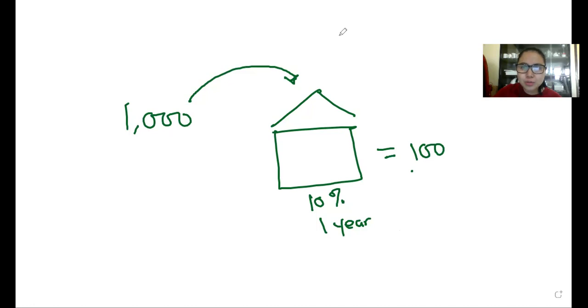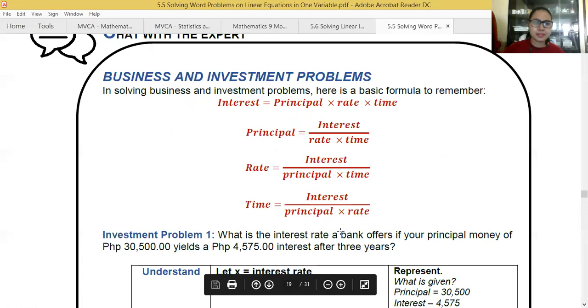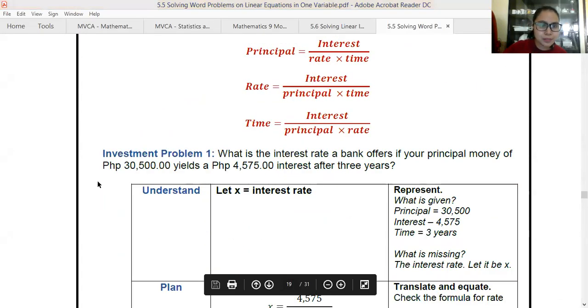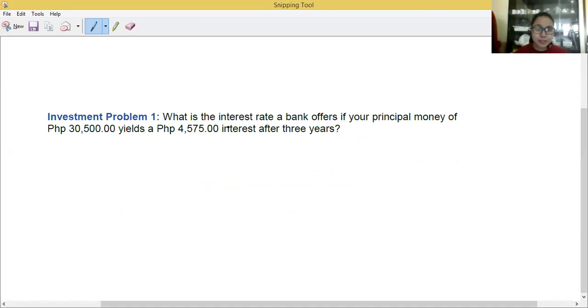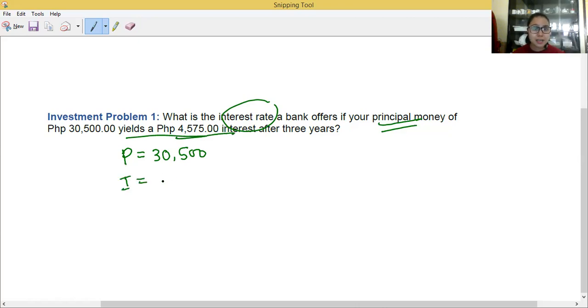Now, let's go back to our problem. Let me first snip our first problem. The first problem states that, what is the interest rate? Again, we're looking for the interest rate. A bank offers, if your principal money, the given is the principal money is 30,500 yields. It means it yields an interest. The interest or the increase in money is 4,575 after 3 years. The 3 years is for the time. That's 3 years. And what are we looking? We are looking for the interest rate.